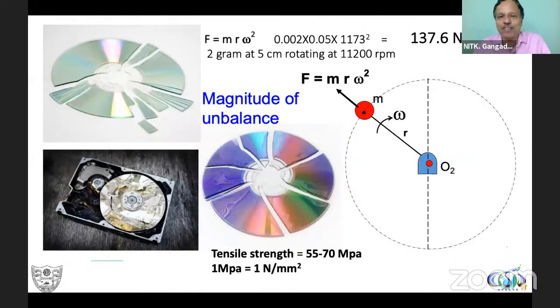So see what we have used. We have used the basic physics which you have studied. When anything is rotating like this with mass m, omega and r, you get the centrifugal force equal to m r omega square. Don't worry about the equation as such now.